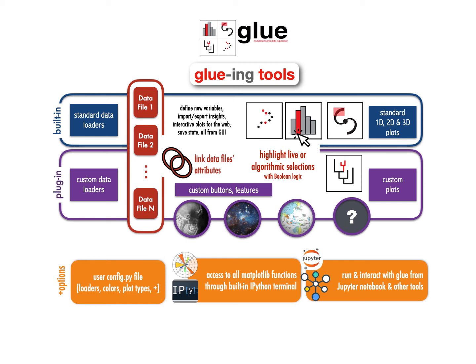But in the bottom, you see some purple boxes that talk about plugins that you can add that have already been written by other people or that you can write yourself to do things like load custom kinds of data or make custom buttons or features or include certain kinds of plots that are specific to the area that you may be studying. You can also run Glue from a Jupyter notebook, and soon Glue is going to run entirely on the web inside of a Jupyter Lab environment. More on that in a moment.